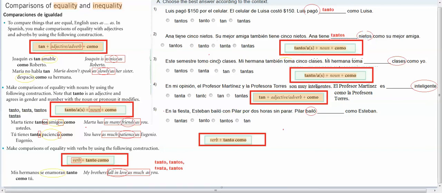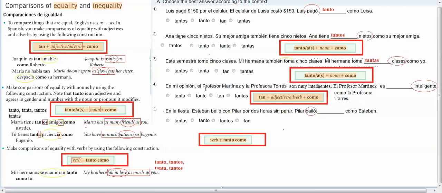Este semestre tomo 5 clases. Mi hermana también toma 5 clases. Mi hermana toma blank clases como yo. Again, we're comparing a noun. We're comparing the amount of classes that we each have. And classes is feminine and it's plural, so we would want tantas.